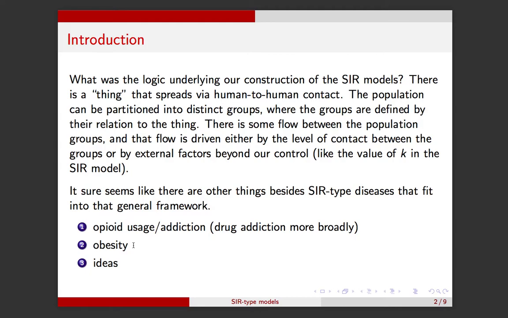If you become addicted to opioids, it is most likely because you came in contact with the group of opioid users. Not always, of course, right? Maybe you came into contact with doctors who prescribed opioids to you, right, in that particular case. But in any case, the same sort of logic that wrote the SIR models could probably be used to build models for anything like these three things. So in this video, I'll show you models dealing with this, opioid usage or heroin usage, and then in the homework, you'll deal with obesity models.